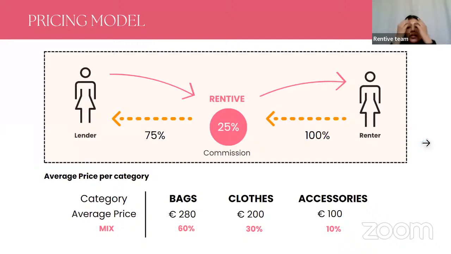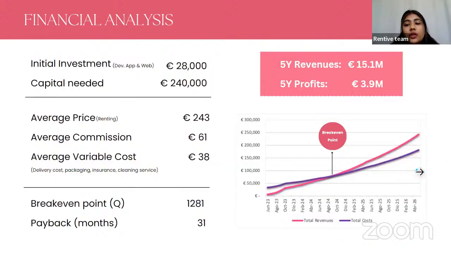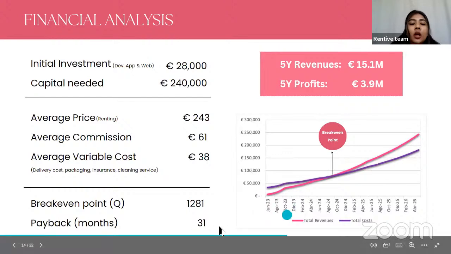Coming to the pricing model, Rentive's category mix is 60% bags, 30% clothing, and 10% accessories, making it a comprehensive offering. We offer rentals with 75% going to the lenders and 25% commission coming to us. Our average rental price is 260 euros with a variable cost of 38 euros that would also go to dry cleaning and packaging. Our average commission is 61 euros, and we're looking at an initial investment of 2.4 lakh euros with an estimated break even at somewhere around 1,281 rentals.